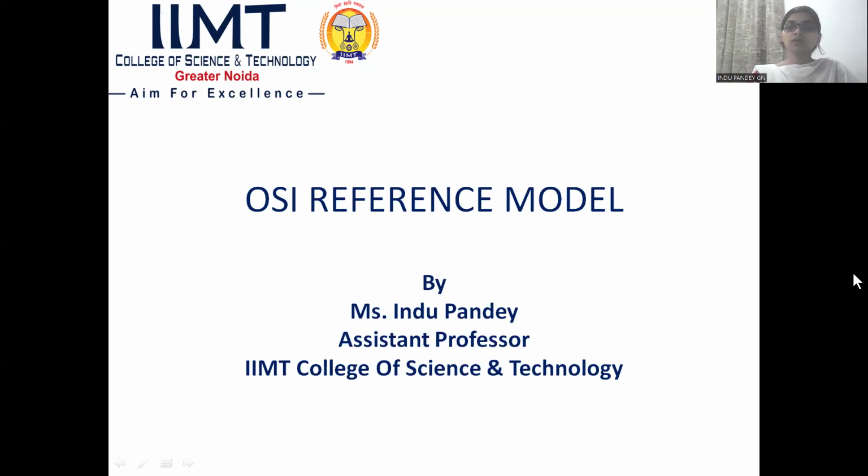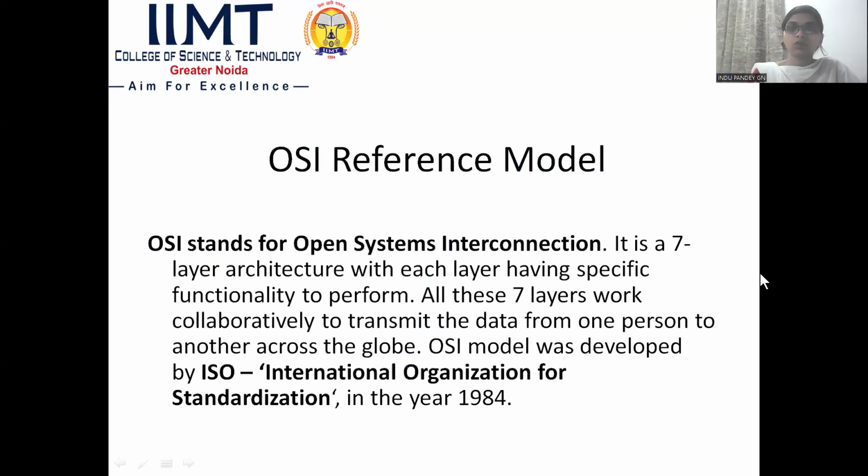Today we will discuss the OSI Reference Model, which is a very important topic of computer networks. So let's start. The OSI Reference Model means Open System Interconnection. It is a seven-layered architecture and each layer has a specific functionality to perform. All these seven layers work collaboratively to transmit data from one person to another across the globe.